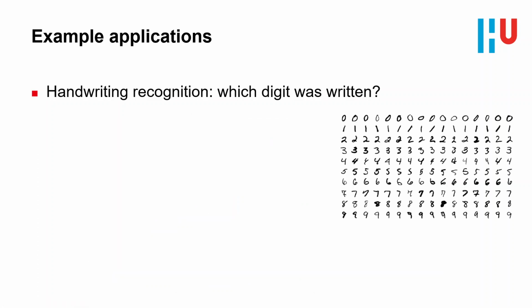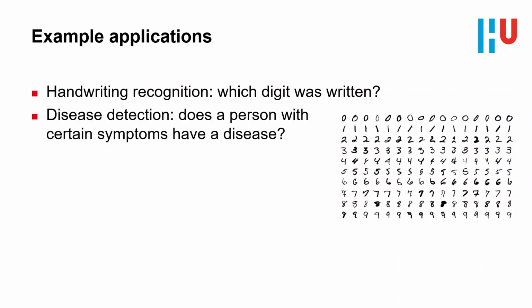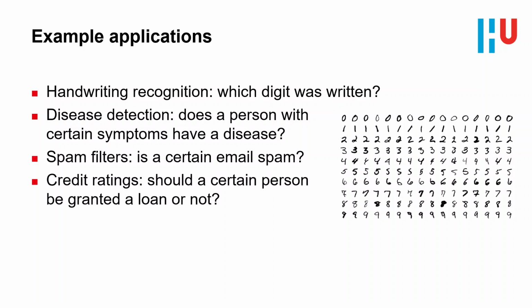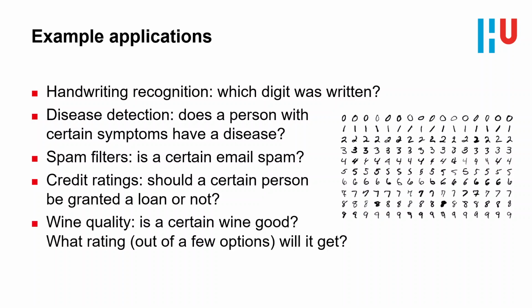So where do we apply this? Well, I will show you a little bit more later on, but you could apply this, for instance, to recognize which digit was written. So you could use it for handwriting recognition. You could use it for disease detection. Does a person with certain symptoms have a disease or not? Spam filters. Is a certain email spam? Credit ratings. Should a certain person be granted a loan or not? Wine quality. Is a certain wine good? What rating out of a few options will it get? So which label will it get?